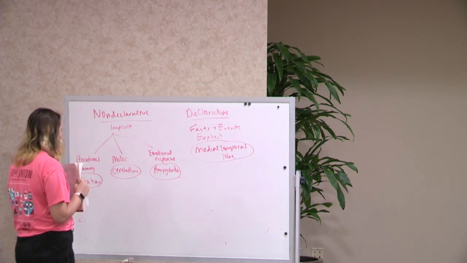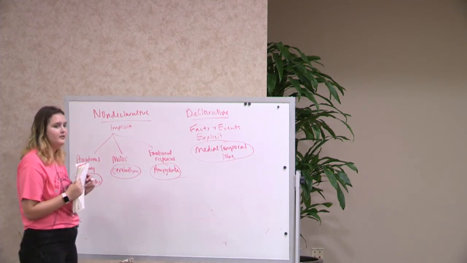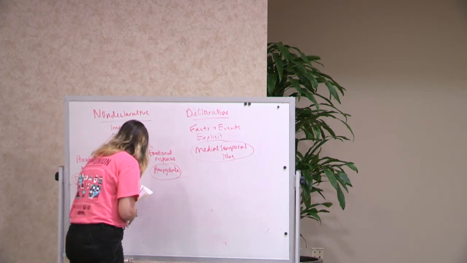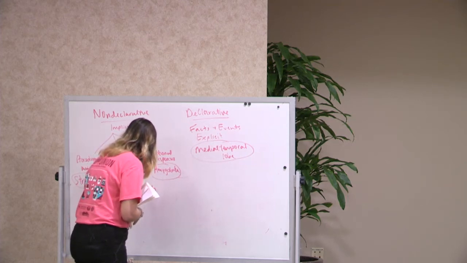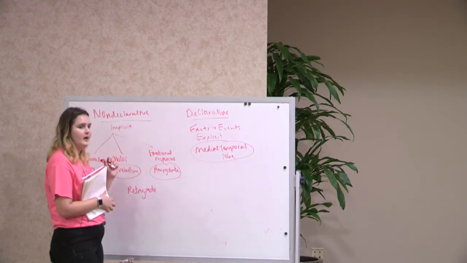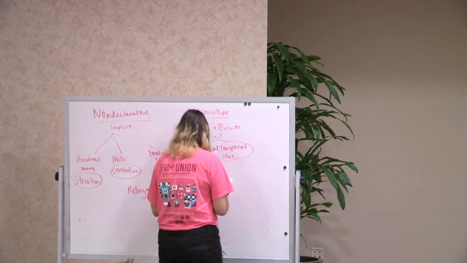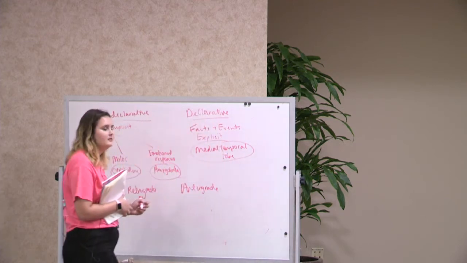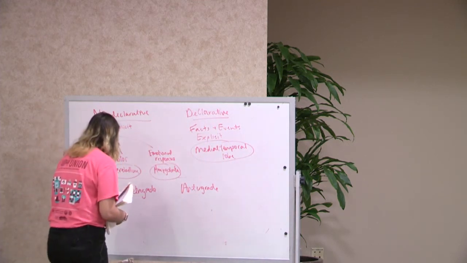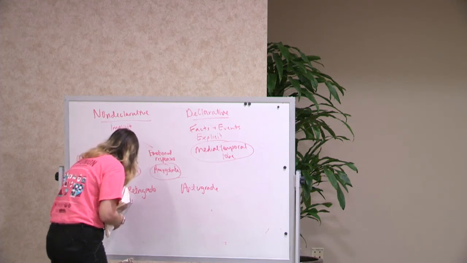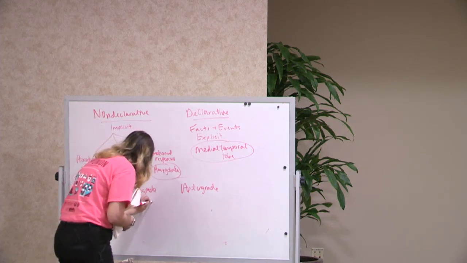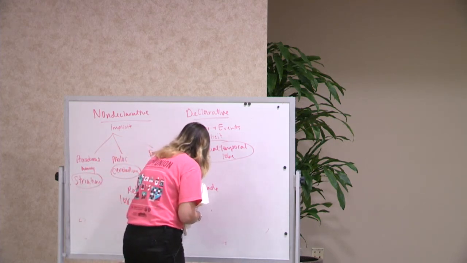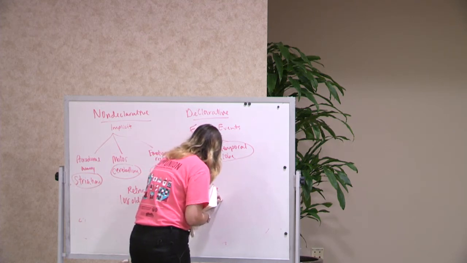Retrograde versus anterograde amnesia. Amnesia is the loss of memory. So retrograde, I think retro, like retrospect, going backwards, you lose your memory from your past. And anterograde is you can't form any new memories. So lost old memories, can't form new memories.